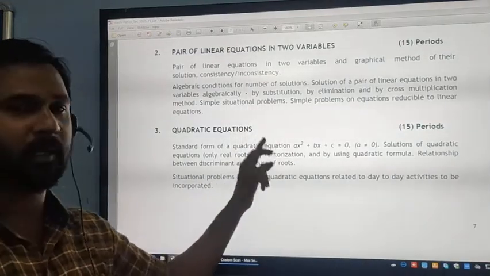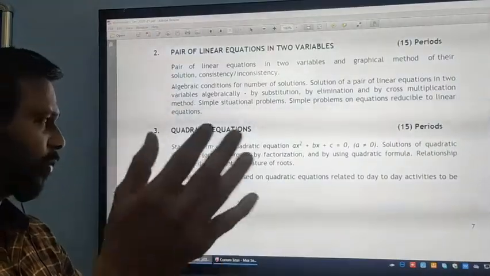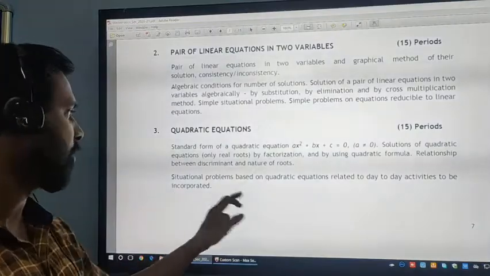Relation between discriminant and nature of roots. Discriminant, you will see what a discriminant is, solution problems, etc.